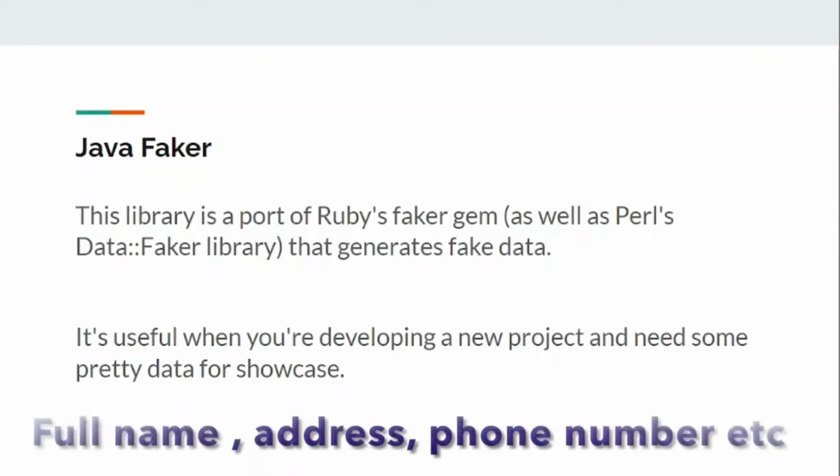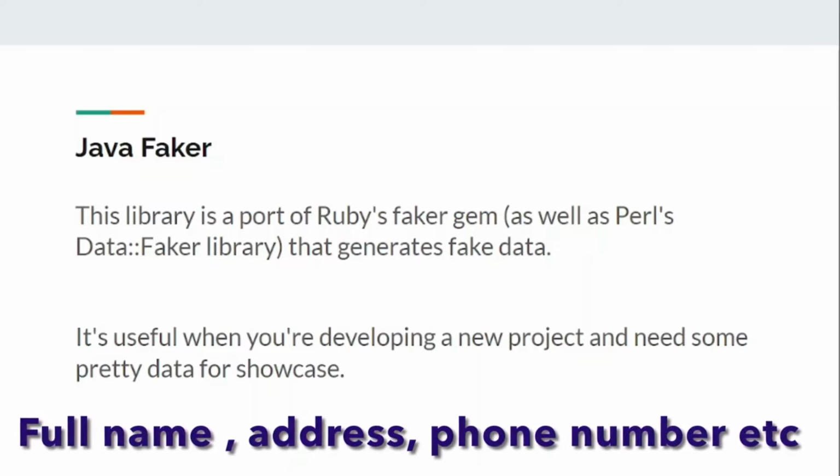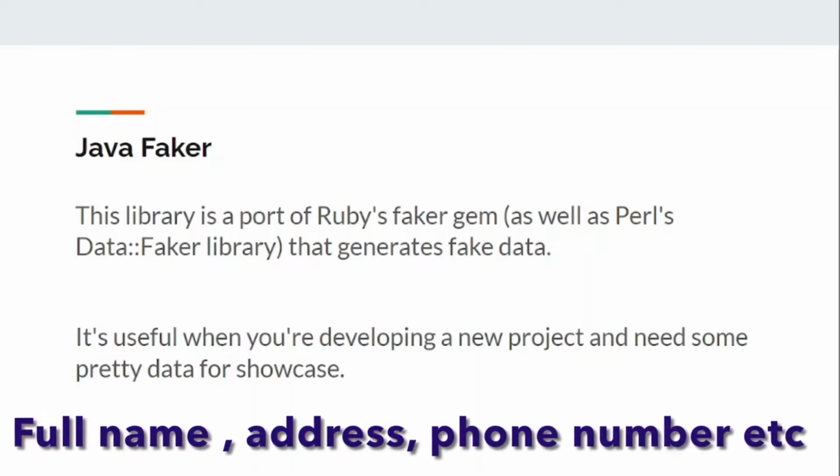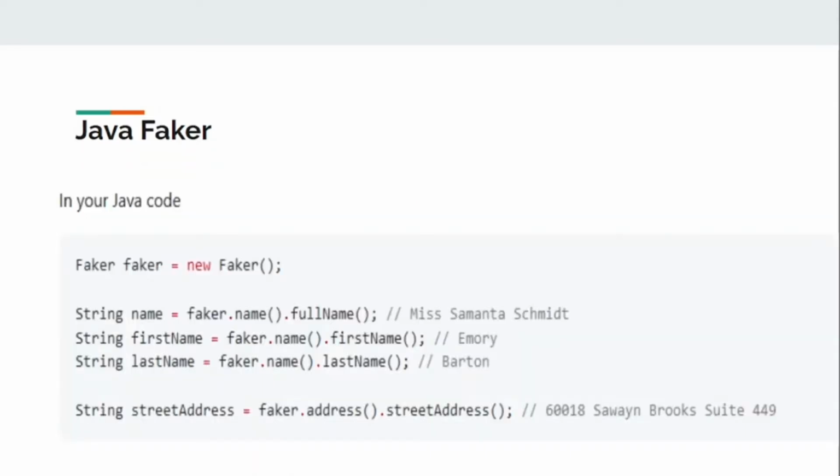For example, using address, first name, username, number, a lot of names, users list. All these kinds of data can be created with Java Faker. So this is how you are going to use Java Faker in your application. You instantiate the Java Faker and then you use faker.name.fullName, and you can also get first name and last name, and you can also get the address, street address, etc. So you'll get data close to real data, which can be used for testing and showcasing purposes.